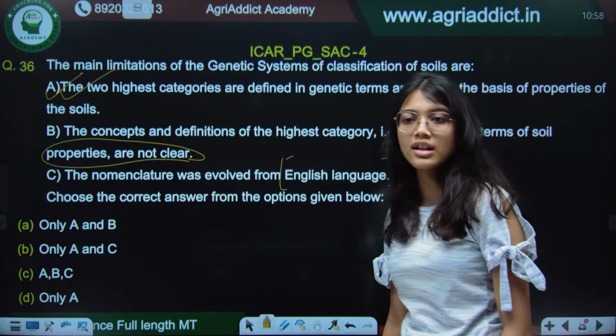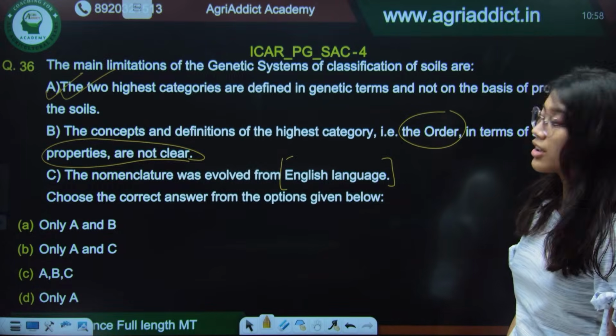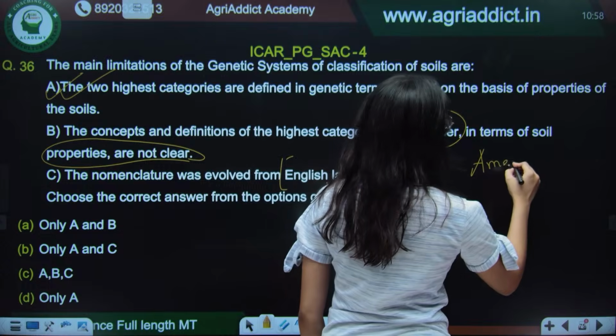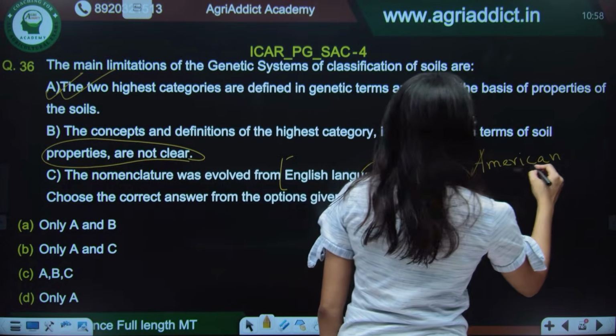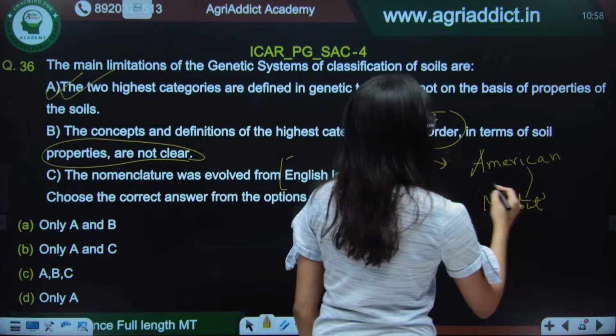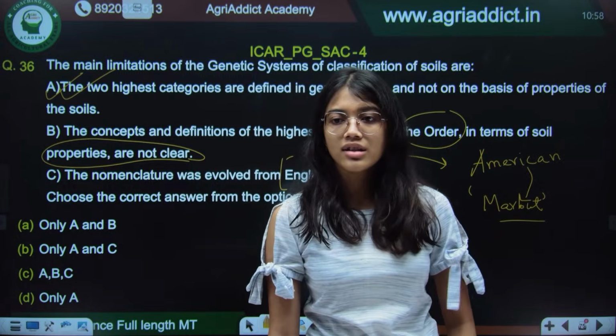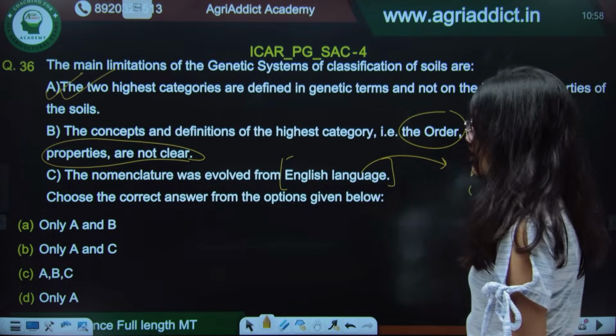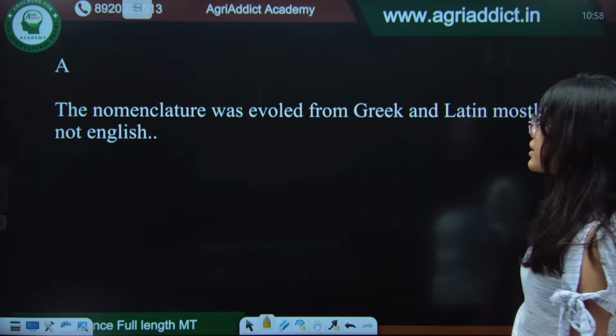Because Dokuchev was a Russian scientist. Okay, he was a Russian scientist, but later on the American system of soil classification was given by Marbut, and we call it the morphogenetic classification system of Marbut. So, what will be the correct answer for this question? It is option number A.